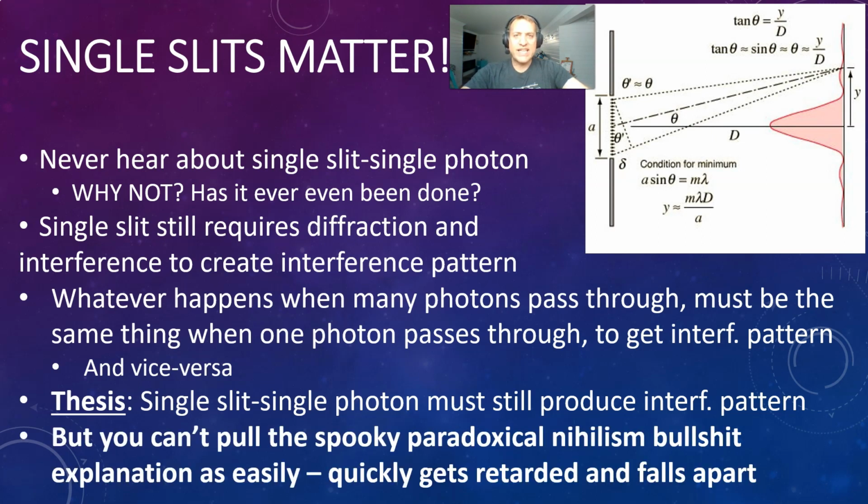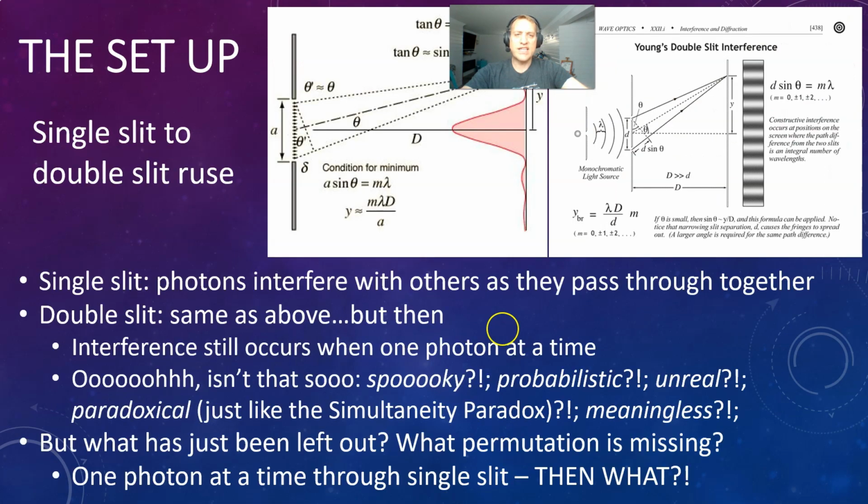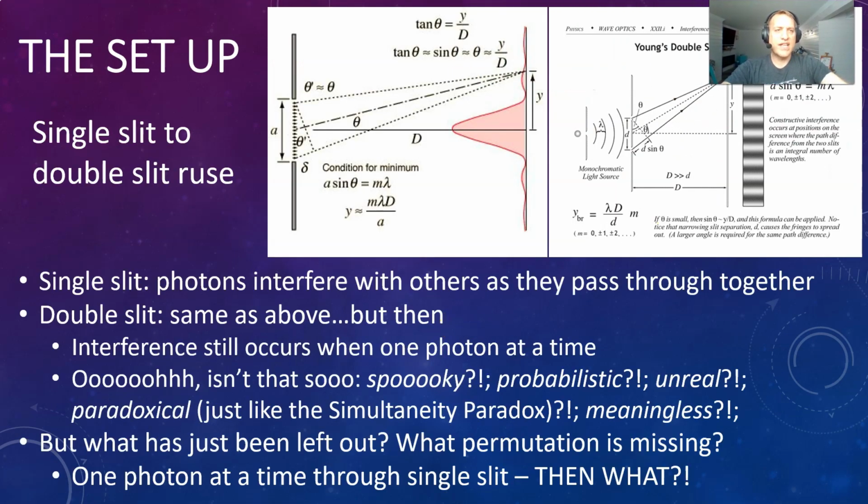But the thing about that is that you can't pull that spooky, paradoxical nihilism explanation as easily. It quickly falls apart as an explanation, right? So here you have the double slit, and so they just say, oh guys, when one photon goes through at a time, when there's only one photon present passing through this apparatus at a time, and you still get the interference pattern, oh, well, that must mean that the photon is passing through that slit and the other slit, passing through both slits at once, guys. Isn't that meaningless? Doesn't that mean that you have no soul? Or it's a probability wave.